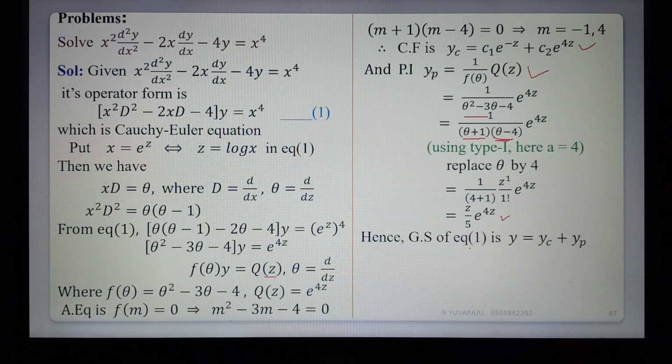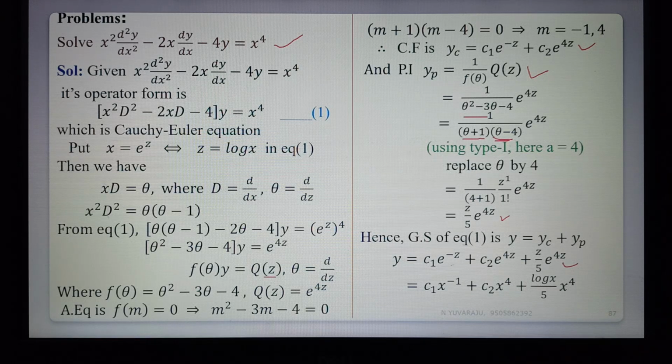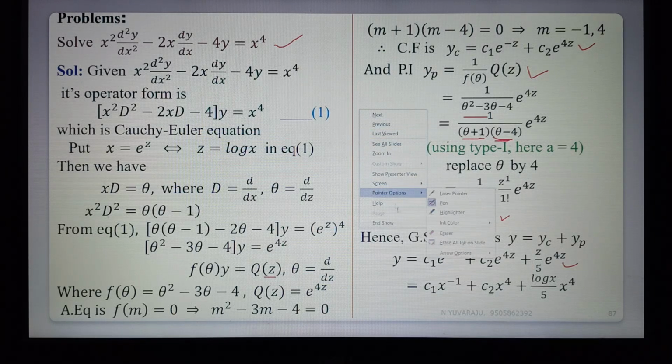Therefore the general solution of equation 1 is y is equal to yc plus yp, adding both: c1 e power minus z plus c2 e power 4z plus yp, z by 5 e power 4z. But this is a solution of the assumed equation, while the given equation is in terms of x. So now replacing: c1 into e power minus z, where e power z is equal to x, gives x power minus 1, plus c2 into e power 4z, that is e power z whole power 4, gives x power 4. Z is equal to log x, so z by 5 e power 4z becomes log x by 5 into x power 4. So this is the final solution of the given equation.